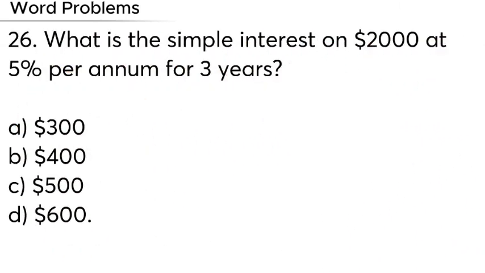26. What is the simple interest on $2,000 at 5% per annum for 3 years? A. $300, B. $400, C. $500, D. $600.